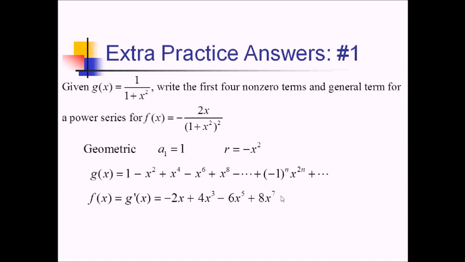Now for the general term. The negative 1 to the n is just a constant, so it hangs out in front. But we have our power rule that we can use here because n is really a constant. So this is going to be 2n x to the 2n minus 1.